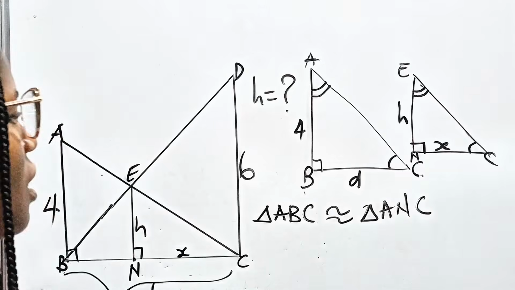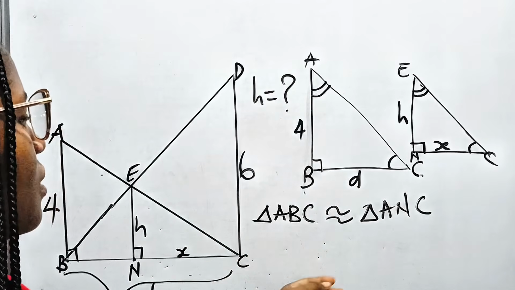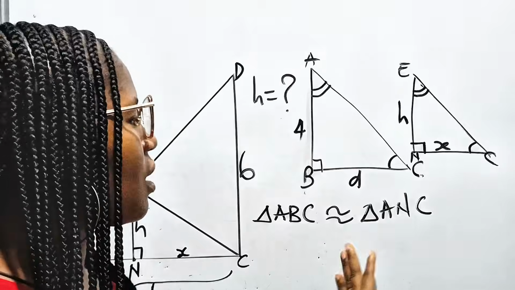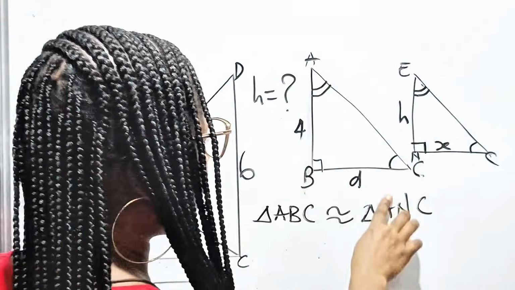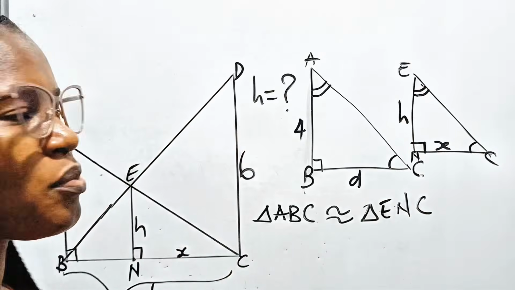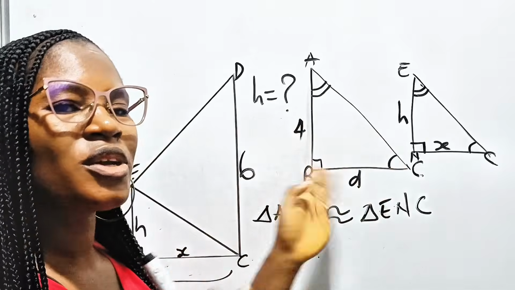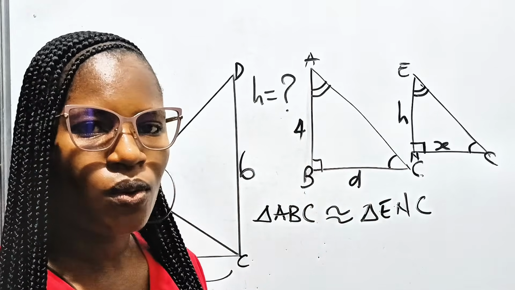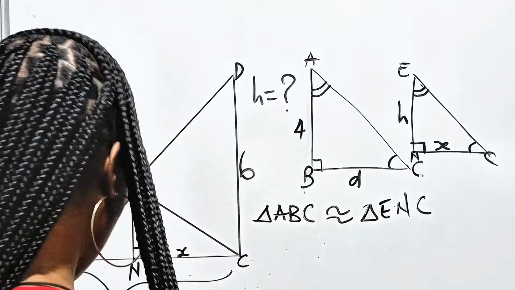Thank you so much. Now, why are we so excited that we found out that triangle ABC is similar to triangle ENC, not ANC, ENC, this one. We are excited because we are told that when two triangles are similar, the ratio of their corresponding sides are equal.